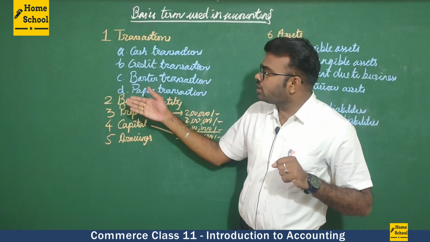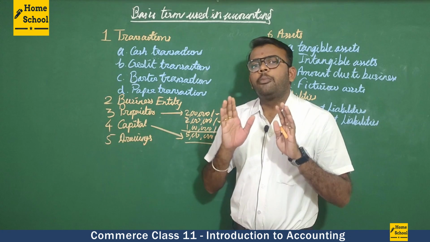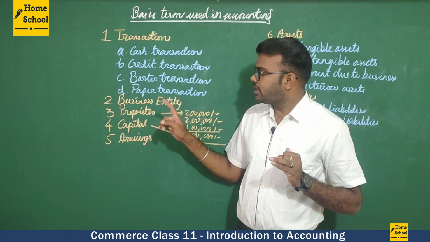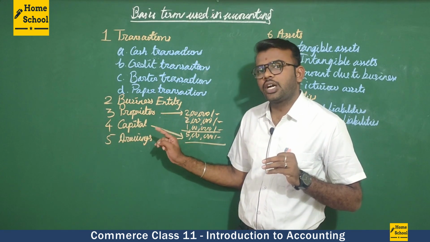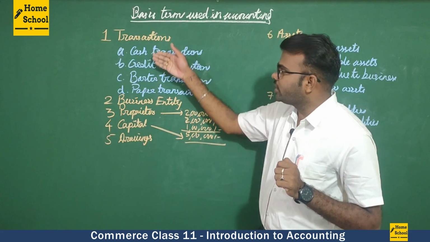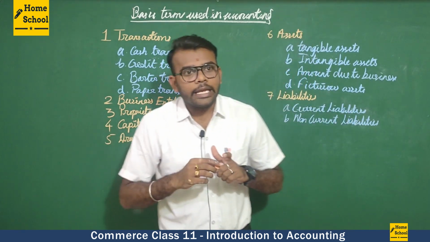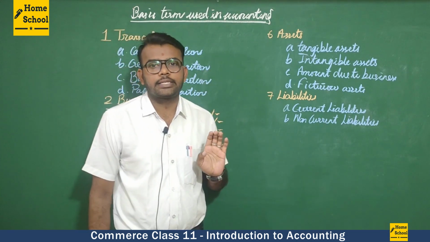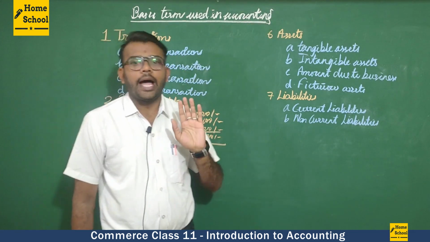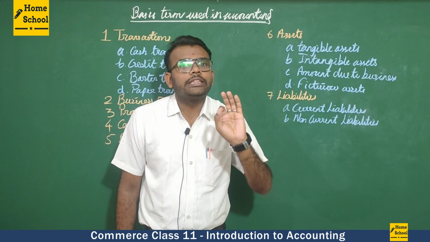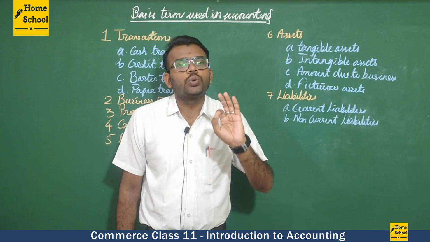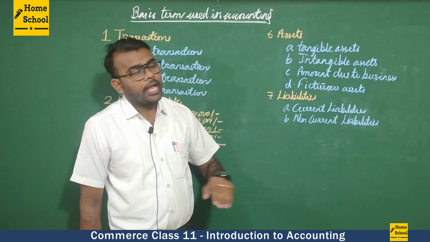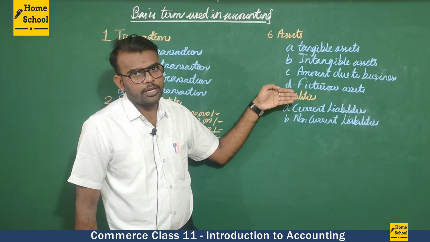So these are the first 5 important basic terms to understand: the transactions, business entity, proprietor, capital and the drawings. Hope you are clear with all these concepts. The next 2 important basic terms are what? Assets and liabilities. Assets, in simple words, are the valuable things which are used to run the business. These are all called as what? Assets. So in that we have 4 different types.